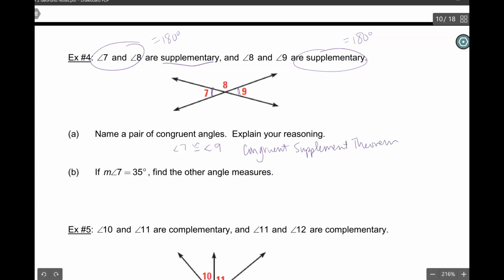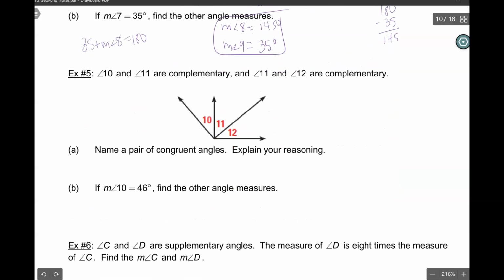If the measure of angle 7 is 35, find the other angle measures. Okay, so the measure of angle 8 and the measure of angle 9. Well, we said 7 and 9 are congruent, so that means 9 must be 35 degrees as well. And then if I take 180 minus 35, we get 145, because together they add to 180. So I know if I take 35 plus the measure of angle 8, they have to equal 180. Subtract 35 and I get 145 degrees.